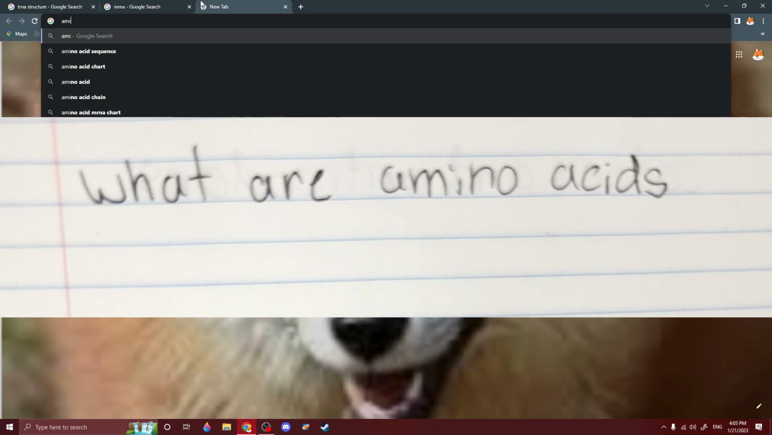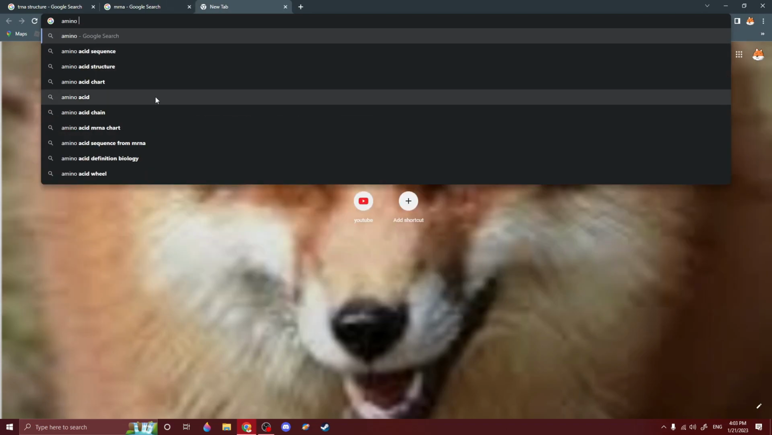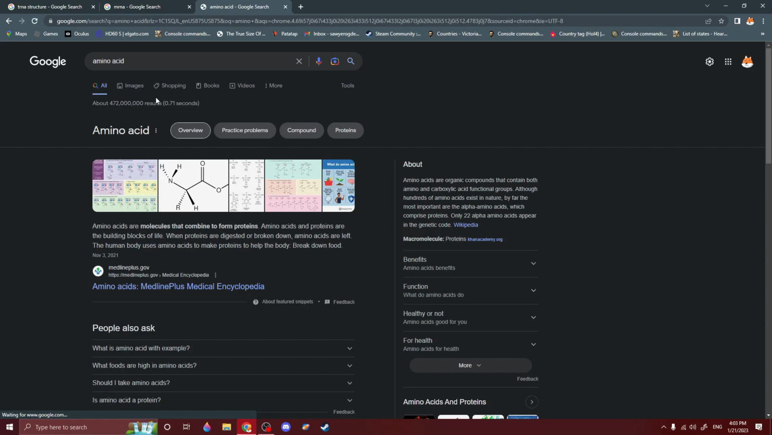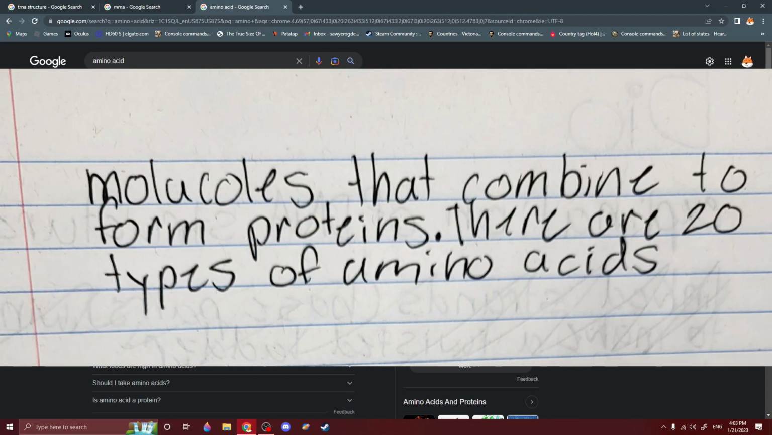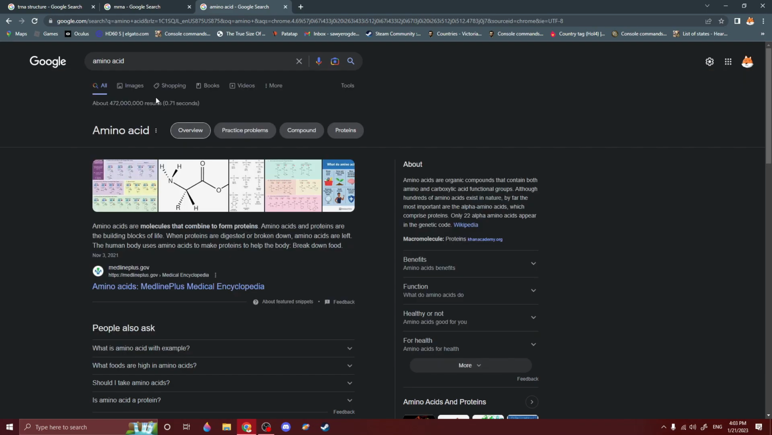Amino acids are molecules that combine to form proteins. And there are 20 different types of amino acids.